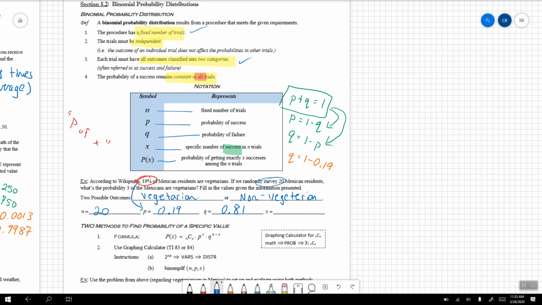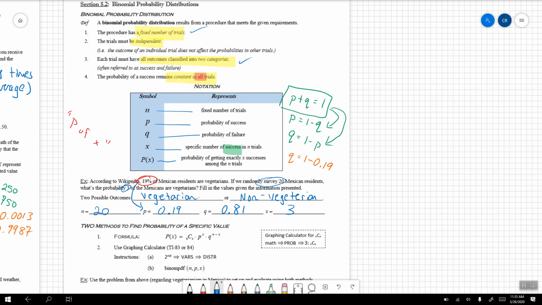And finally, we need X. X is the number of successes that we are looking at. The number of successes in this particular case is 3. So what's the probability of 3 Mexicans being vegetarians? Now let's see, are the rest of the two conditions met for this example? Condition number 2 says that trials must be independent.